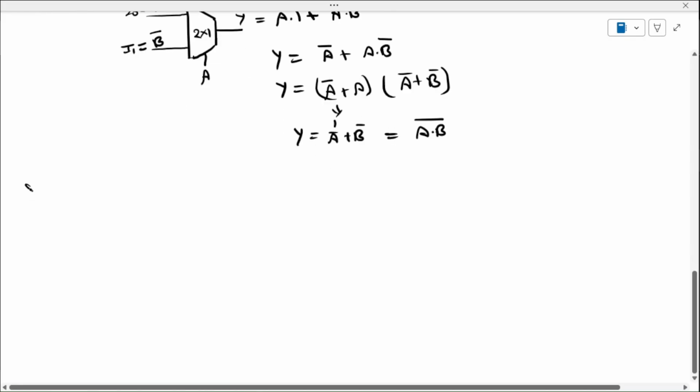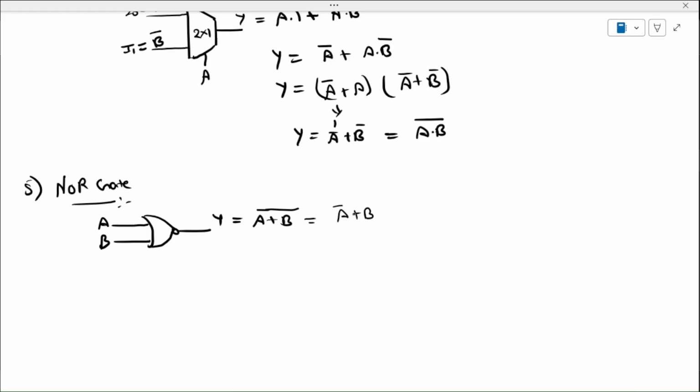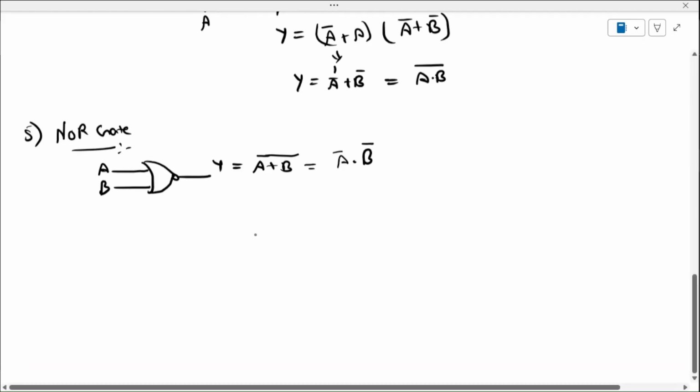So now let's move further, which is NOR gate. This is the inverted OR gate only. The equation for this NOR gate is Y is equals to A plus B whole bar. By using Boolean logic, this can be written as A bar dot B bar. This equation we have to realize from a 2:1 multiplexer.